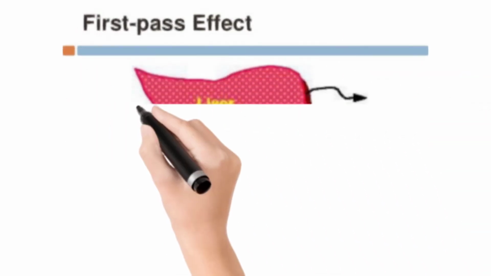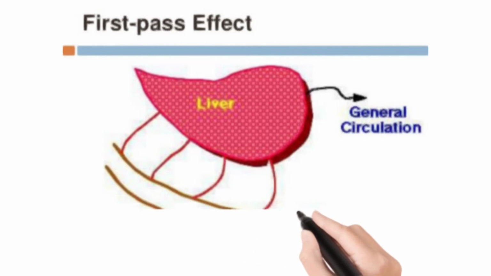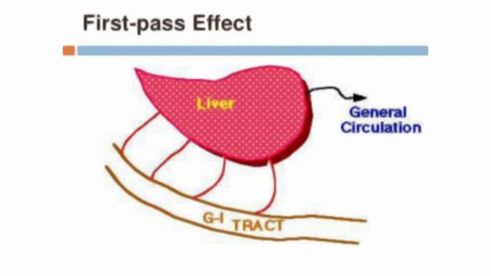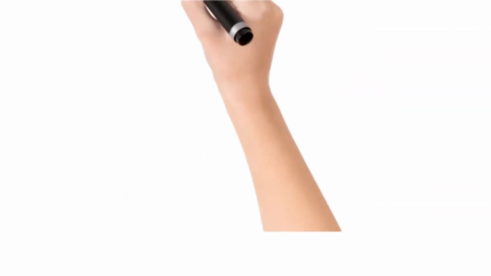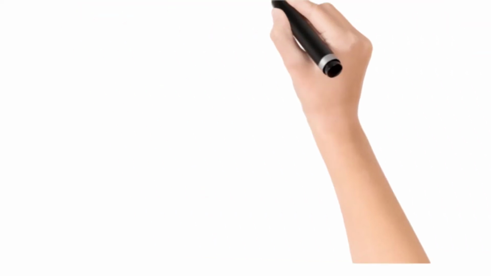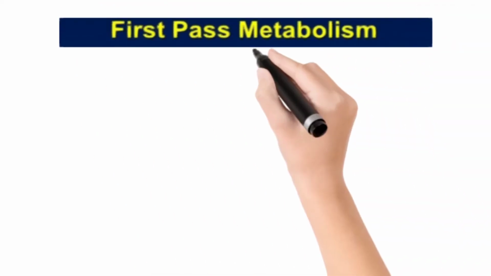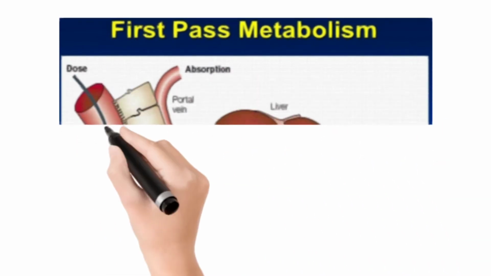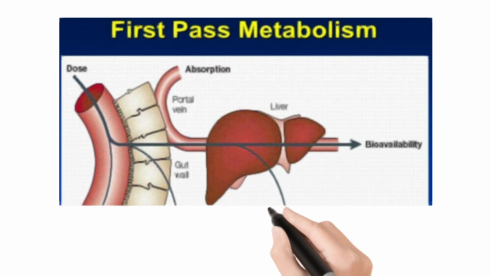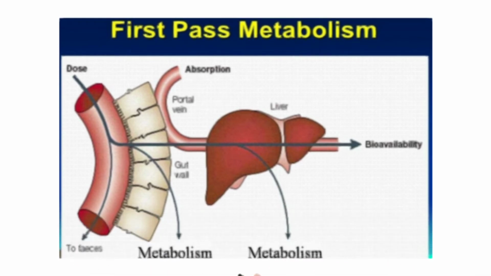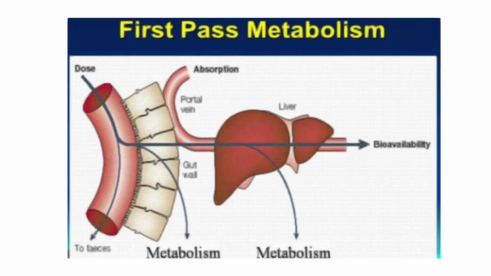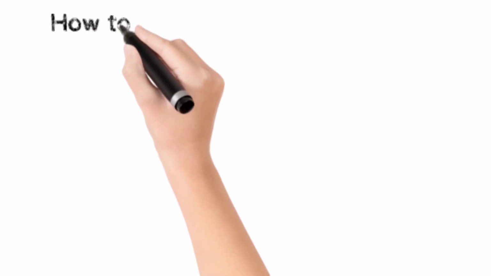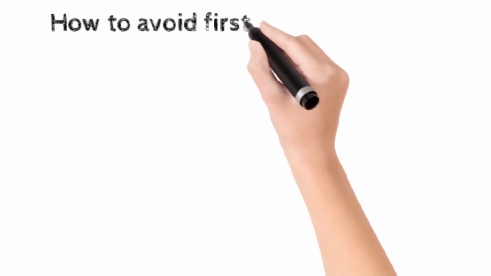Now look at another diagram, first pass effect. This is the GI tract through the oral route. First the drug goes to the liver, then goes to the general circulation. Meaning before reaching the general circulation, the drug becomes metabolized and less unchanged drug reaches the circulation. Look at another diagram. We give the dose. First it is metabolized in the gut, then through the portal vein it goes to the liver and is metabolized again, and the lesser amount of drug that reaches the circulation is known as bioavailability, which is unchanged drug.